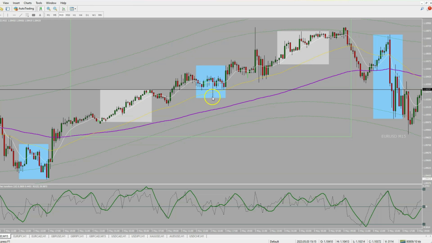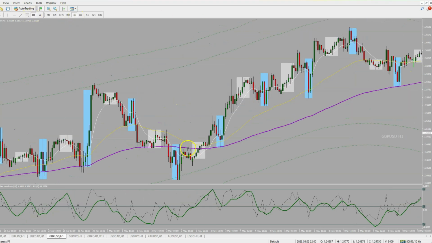It came down, it grabbed the 50 EMA. Since I'm buying, I want to enter below the 50 EMA, below the gold line. So you get in somewhere in this area, you could have caught about 60 pips on that trade that same day. Let's look at another one.